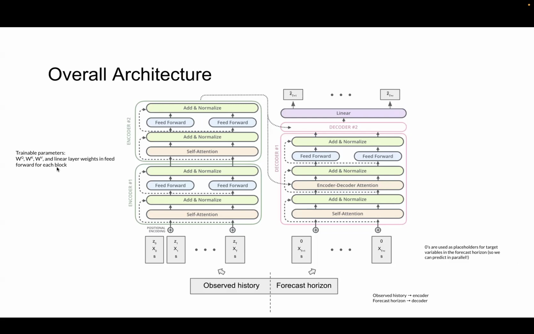So the trainable weights will be the linear layers for the query, key, and values in the attention layer, and also the two linear layers in the feed-forward section. This will be our trainable weights in each of the transformer blocks. And again, the size of those weights is independent from how long your input sequence is.